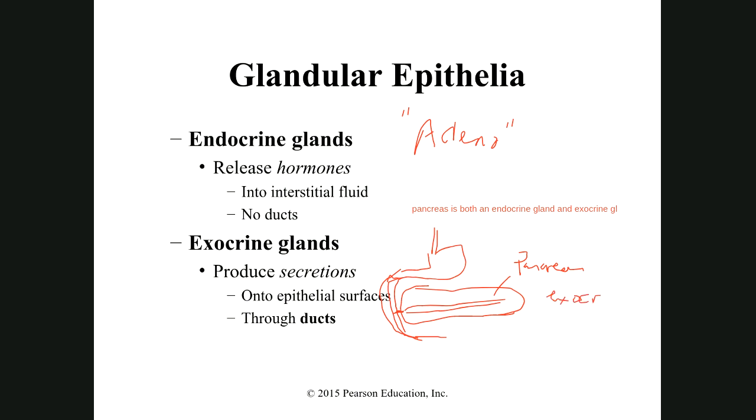Right. But it also has the islets of Langerhans that produce insulin, which is to regulate your blood glucose level. And insulin is in the blood, so that is part of the endocrine gland. So it's both exocrine and endocrine.